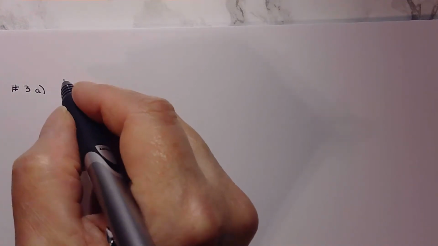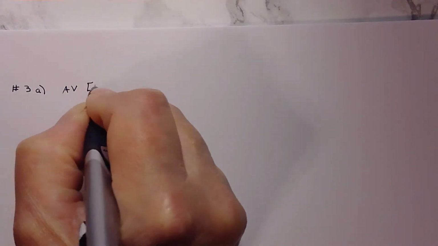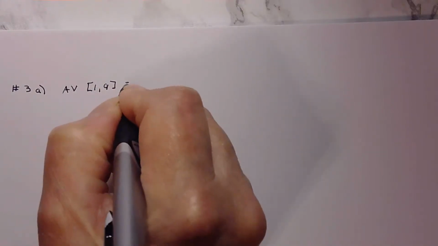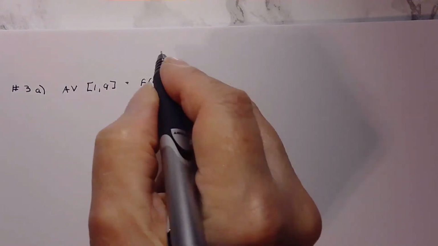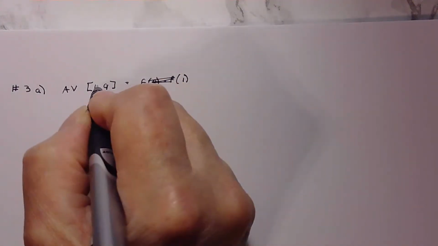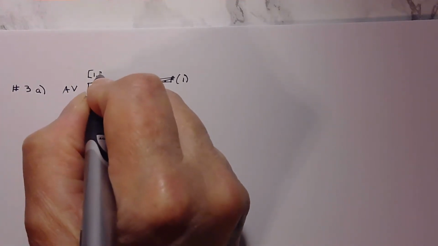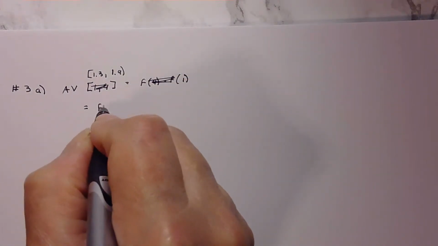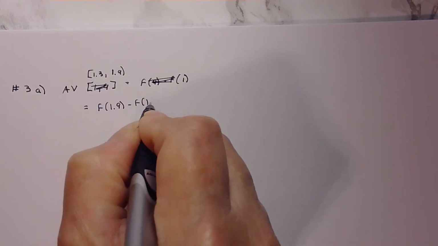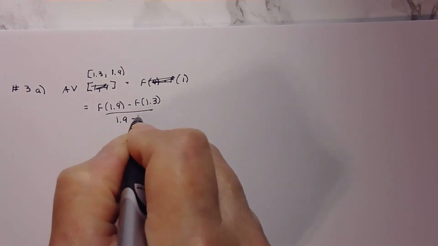Okay, so in part A of number 3, we want to find the average velocity on the interval from 1.3 to 1.9. We know that that's f of 1.9 minus f of 1.3 over 1.9 minus 1.3.